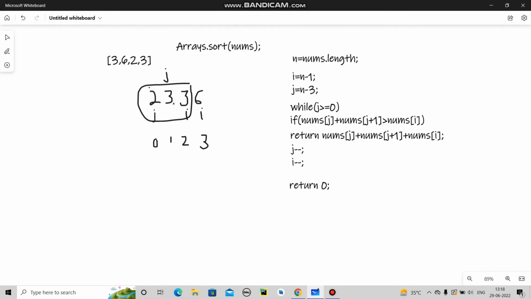And if somehow this had been 1, and 2 plus 1, that is 3, would not have been greater than 3, our condition wouldn't have been satisfied, and in that case we would have moved our chunk and j would have been j minus minus, that would be minus 1. So this would have come out of this while loop and would have returned 0, which means no triangle can be formed.